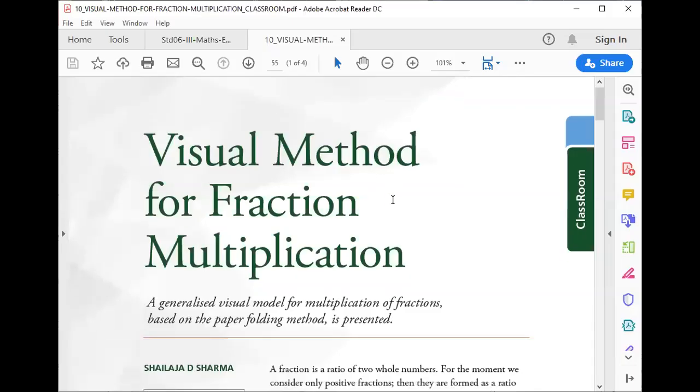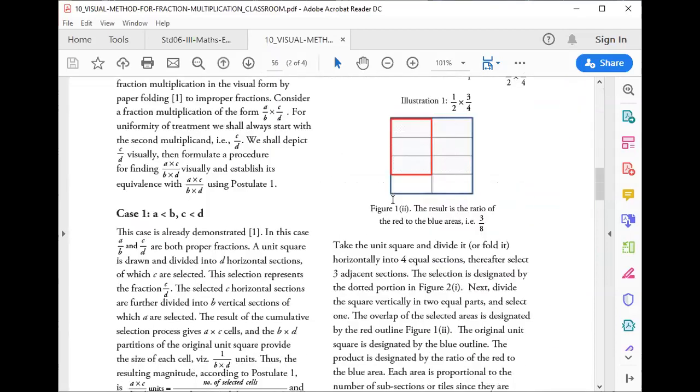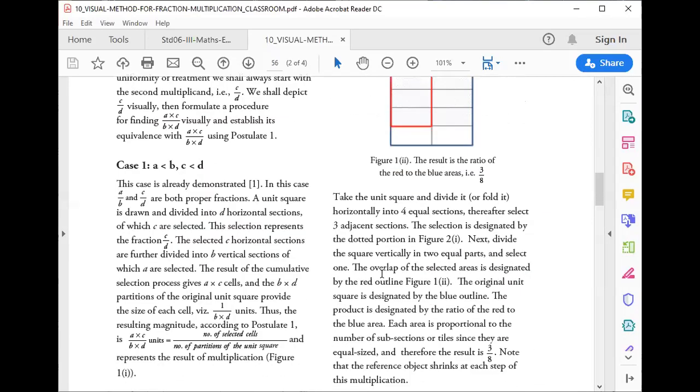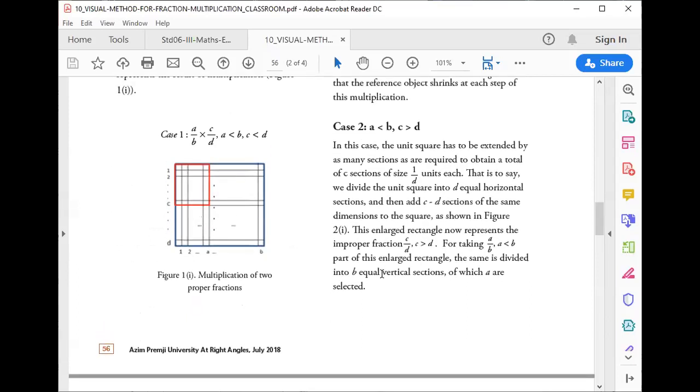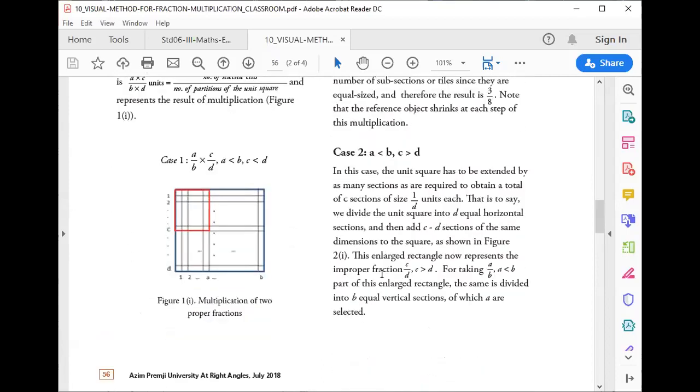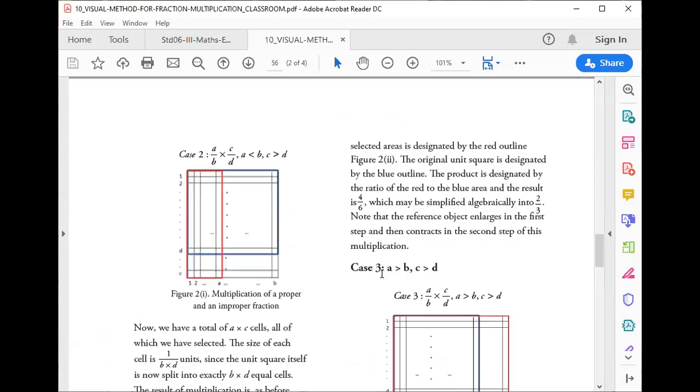So this is how you do a proper by proper. The blue one is the whole, the thick blue border indicates the whole, and the red one indicates the product. When you multiply a proper with a proper, you end up getting a proper fraction, so it's contained within the whole.